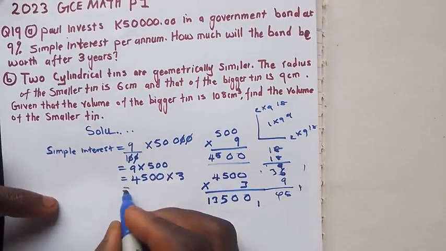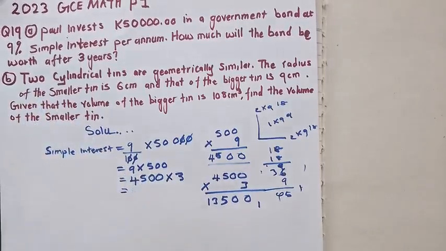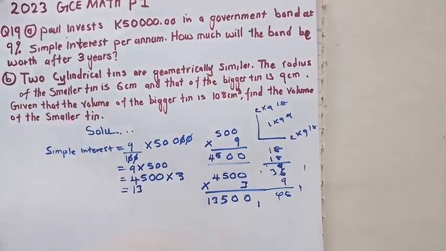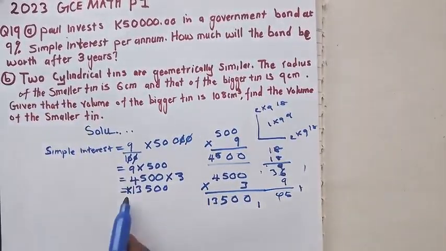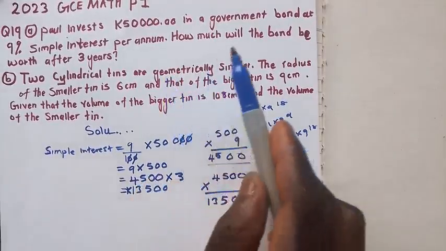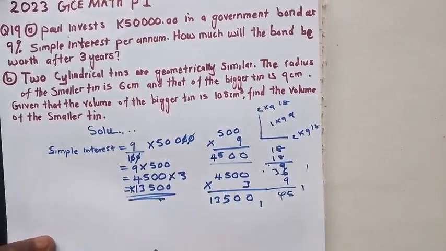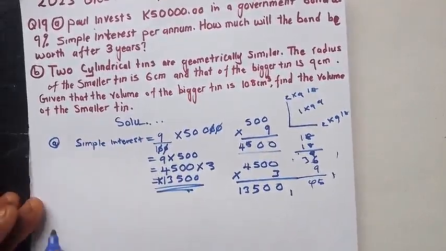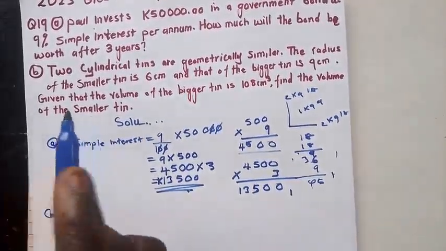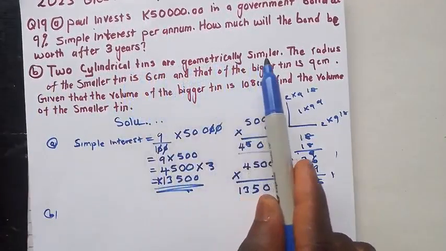So our simple interest after 3 years is 13,500 kwacha. So don't forget to put kwacha here. So this bond here will be worth after 3 years 13,500 kwacha. So this one is our final answer for question A. Then as for question B, it is saying 2 cylindrical tins are geometrically similar.